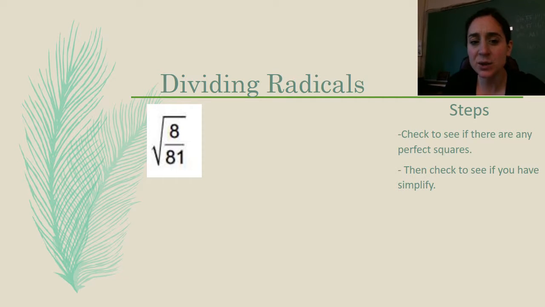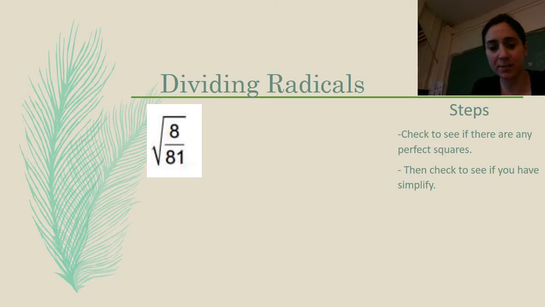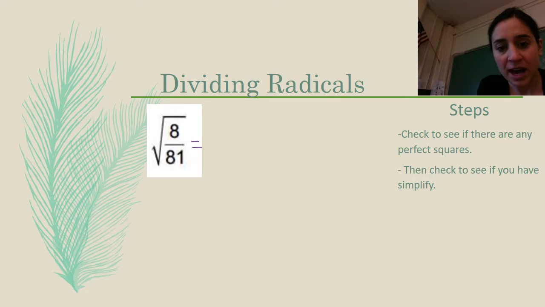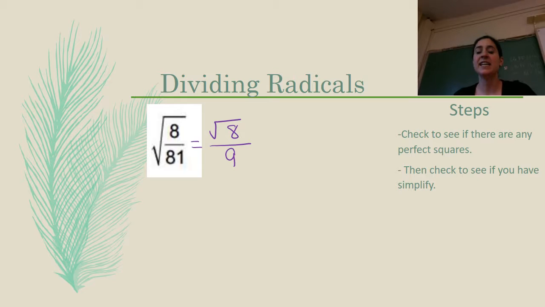The first thing to do is to check to see if there are any perfect squares. If I look at radical 8, which is in the numerator, that's not a perfect square. But if I look in the denominator, radical 81 is a perfect square because the square root of 81 is 9. So I'm going to start to simplify. I'm going to keep my radical 8, and in my denominator, I'm going to write my 9, again, because the square root of 81 is 9.